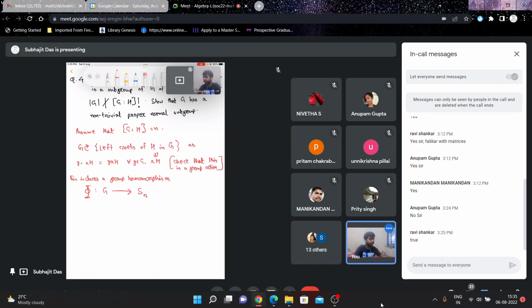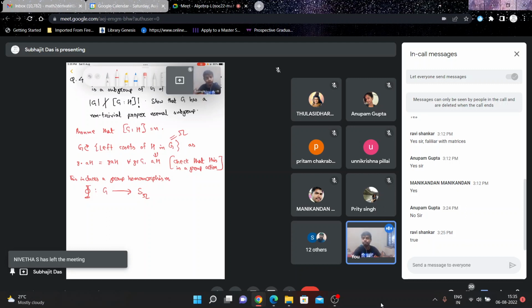What we want to find is a proper non-trivial normal subgroup, right? Just to make things clear, I instead write it as S omega, where omega is the set of all left cosets of H in G. So now it's very clear that you get a group homomorphism phi from G into S omega, which is the symmetric group on the set omega of all left cosets of H in G.